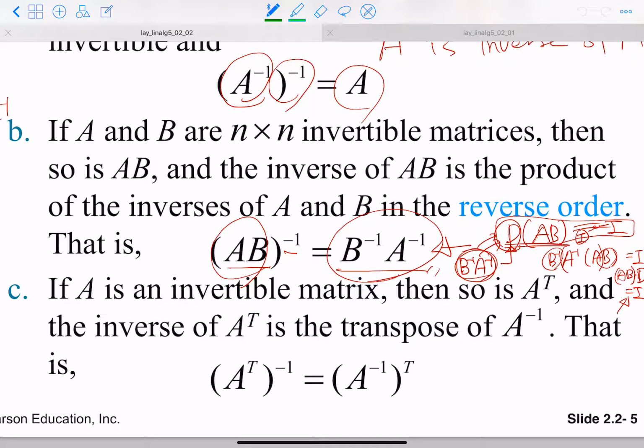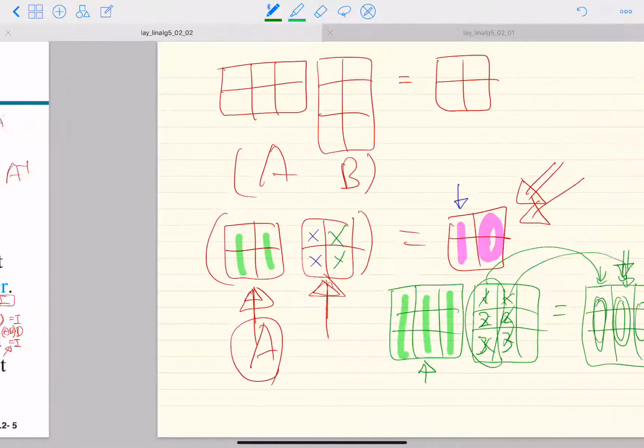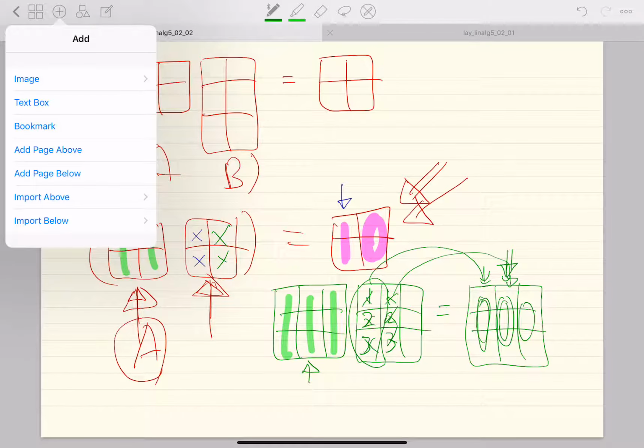Okay, and then regarding the last one, if A is an invertible matrix, then A transpose is also invertible. So this theorem is saying that if your matrix A is invertible, A transpose is also invertible. And what is the inverse of the transpose of the original matrix? It is the transpose of the inverse matrix of the original matrix. So let me explain it in more detail.